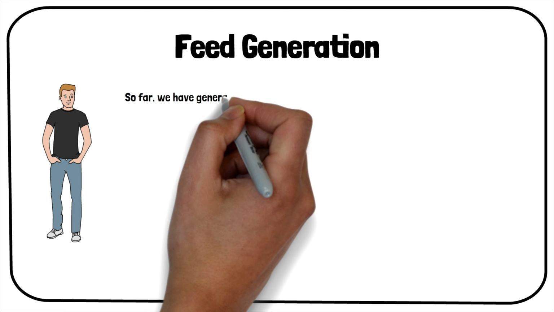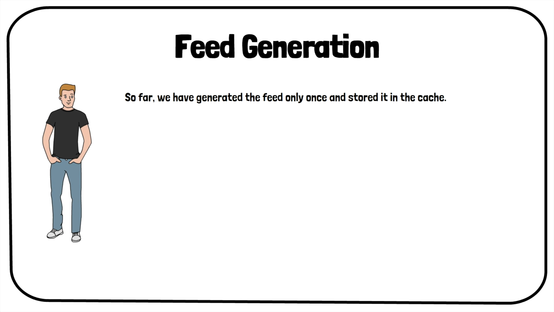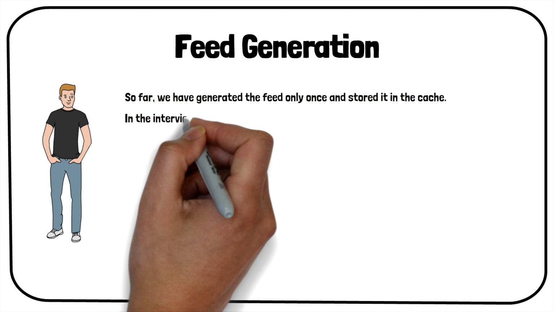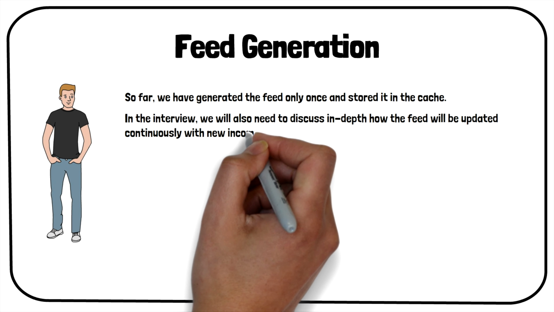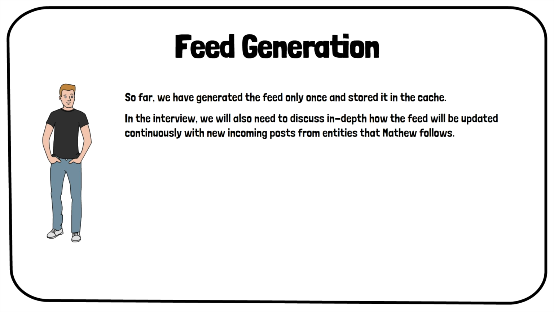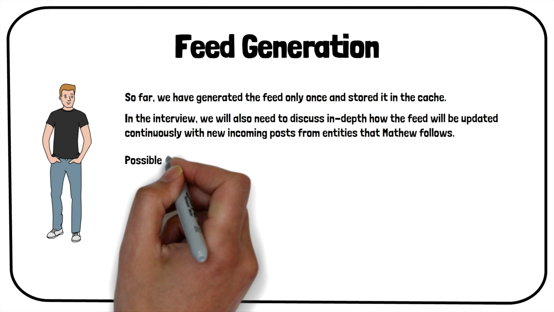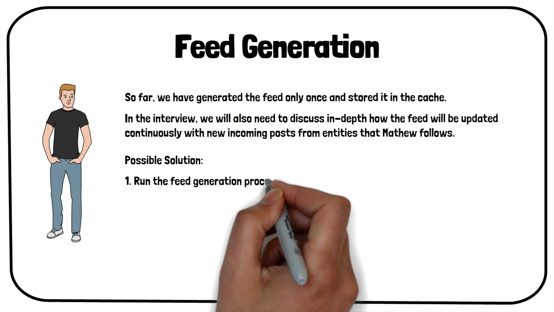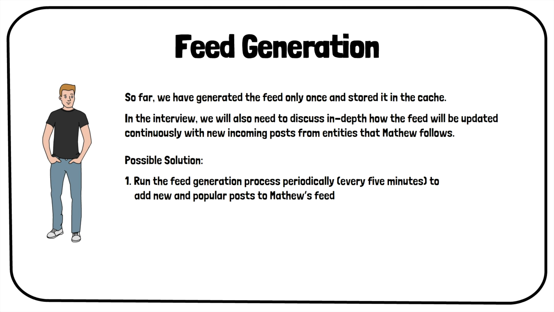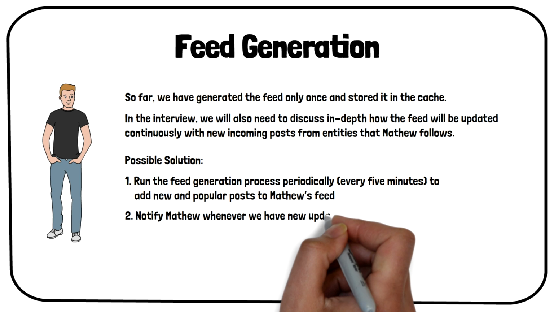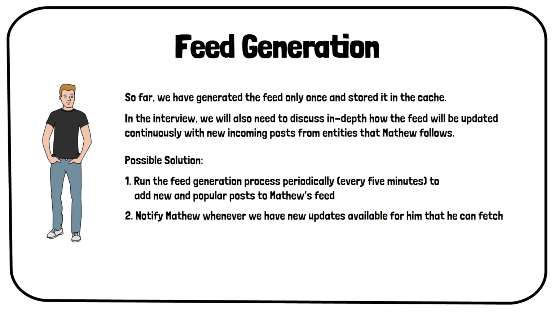So far, we have generated the feed only once and stored it in the cache. In the interview, we will also need to discuss in depth how the feed will be updated continuously with new incoming posts from entities that Matthew follows. One possible solution is that we can keep generating the feed periodically to add new and popular posts to Matthew's feed. We can run the generation process every 5 minutes and notify Matthew whenever we have new updates available for him that he can fetch.